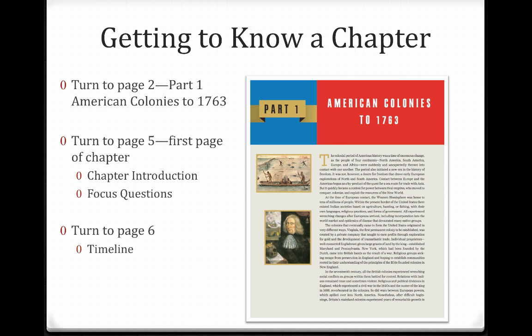Now, turning to each individual chapter. The chapters in this book are all pretty much the same format. Each starts off with a part. This one's Part 1, American Colonies to 1763. The parts orient you to the chapter and give you a sense of the main themes and main ideas of that chapter.